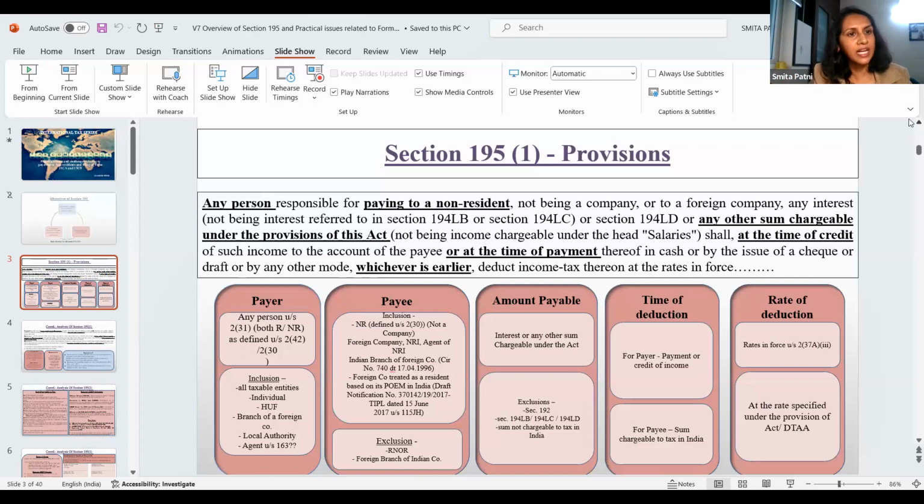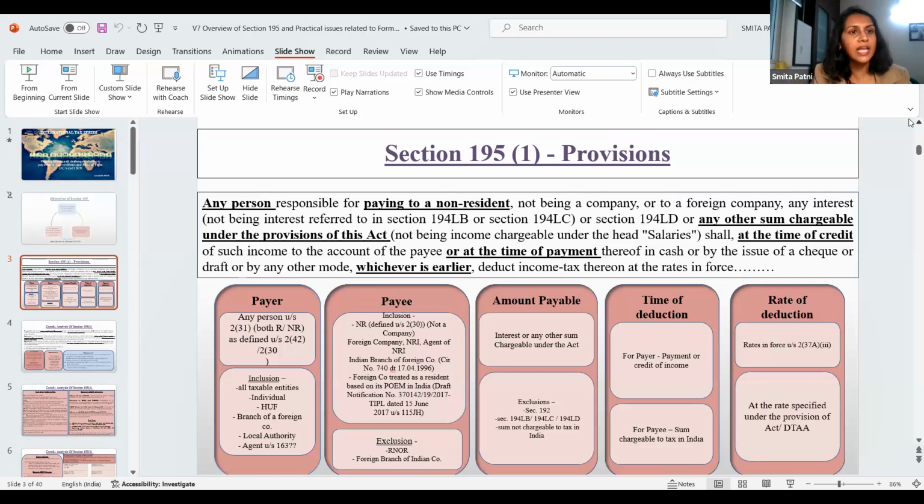If we are following the mercantile system, and we are crediting the income, which is a thumb rule, then we are supposed to deduct tax at that point of time. If we are making the payment, then payment is done on the cash basis, which may be done earlier than that point of time. So whichever is earlier, if we are doing the credit or we are making the payment.